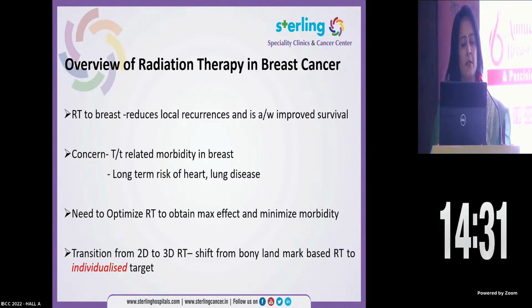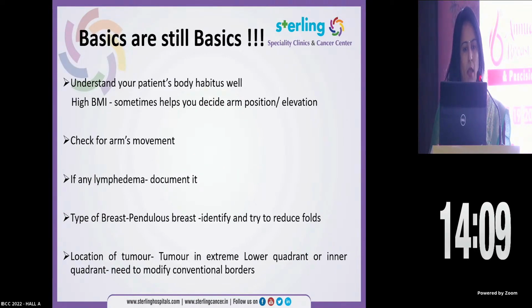However, there's always a concern regarding treatment-related morbidity in the breast, as well as the long-term risk of heart and lung disease. That is why it is a need of the time to optimize radiation to have maximum effect and minimize morbidity. In the last 2-3 decades, we have seen a huge transition from the 2D era to the 3D era, where we have shifted from bony landmark-based planning to computerized planning of the individualized target. But we should not forget that the basics would always remain the basics, where we have to understand the patient's body habitus.